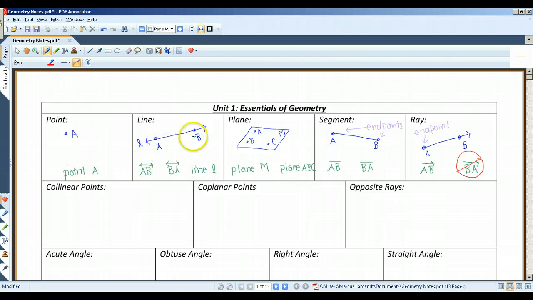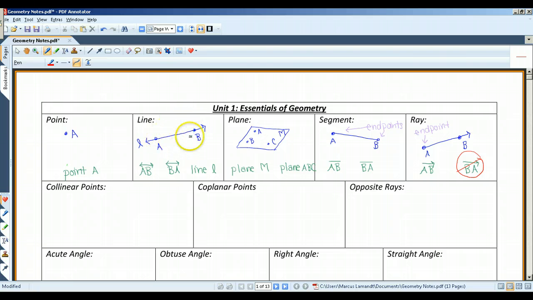A line has one dimension. It is represented by a line with two arrowheads, but it extends without end. So when you look at this, I want you to imagine that this actually extends forever in this direction and forever in that direction. It is infinitely long in both directions.